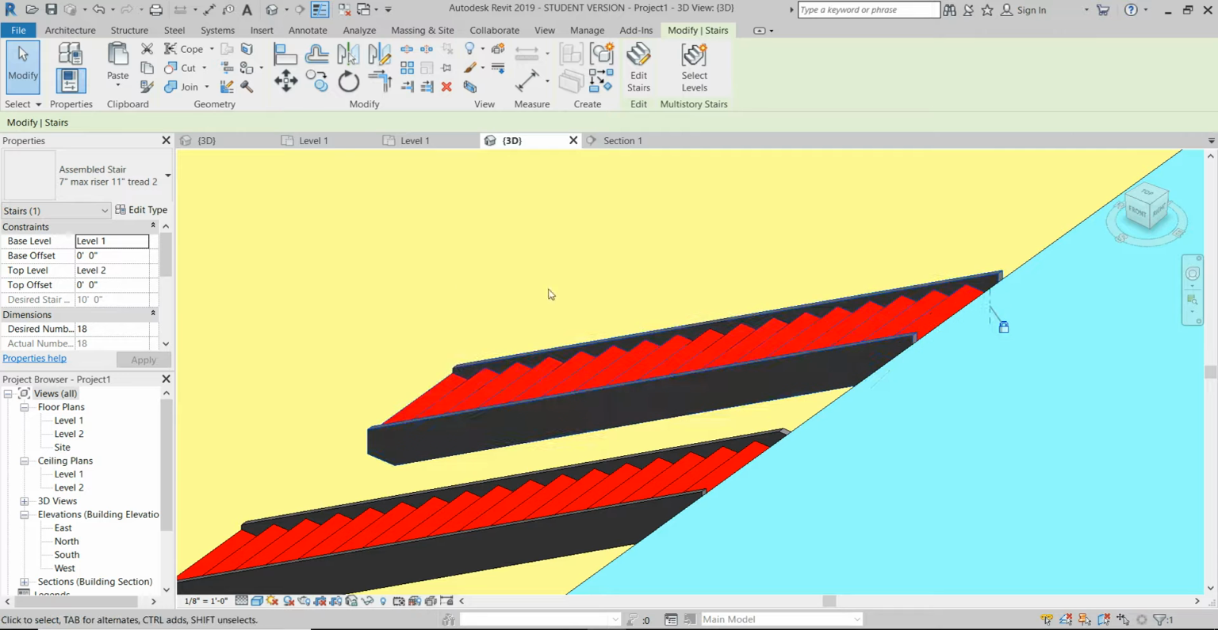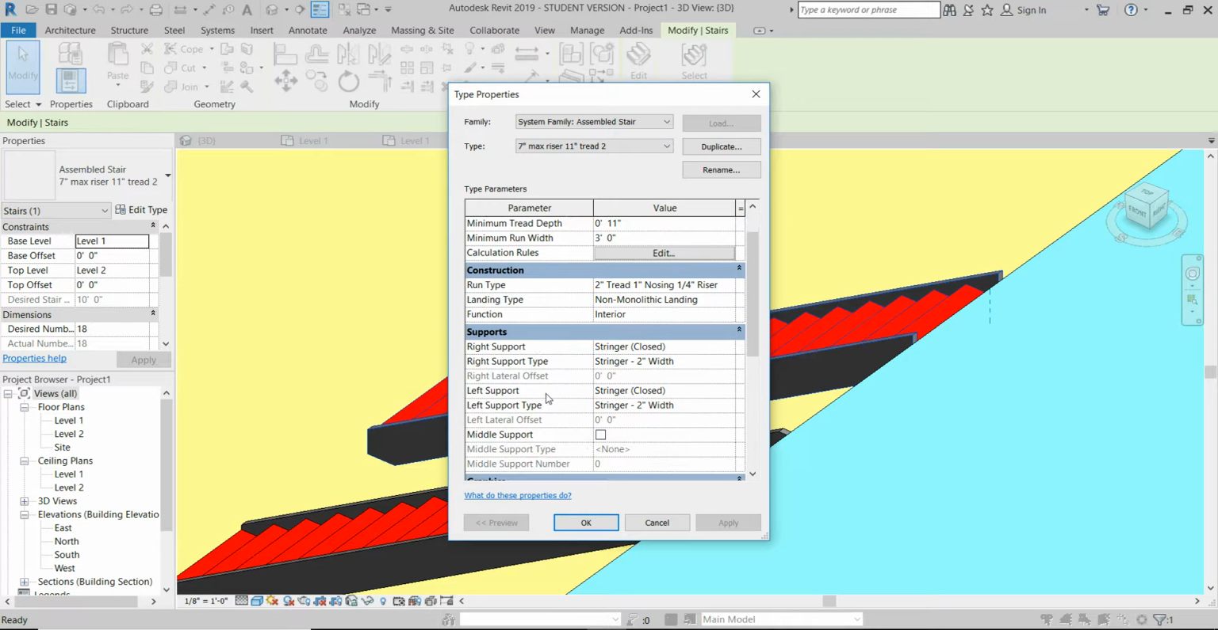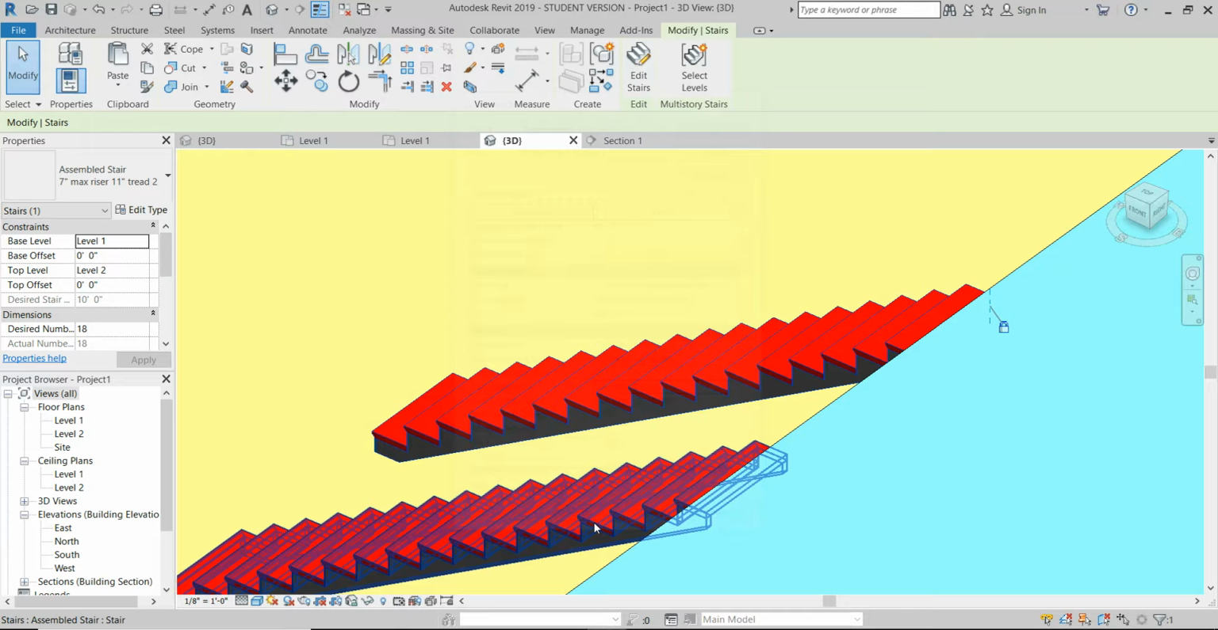So if I take the original one, edit type. Okay, so here I can change my supports. I would have to duplicate the stringer if I wanted a different width. But there's an open, and I'm going to go ahead and change both. You may have open on both sides. You may not. And so, see, it did that stair too.